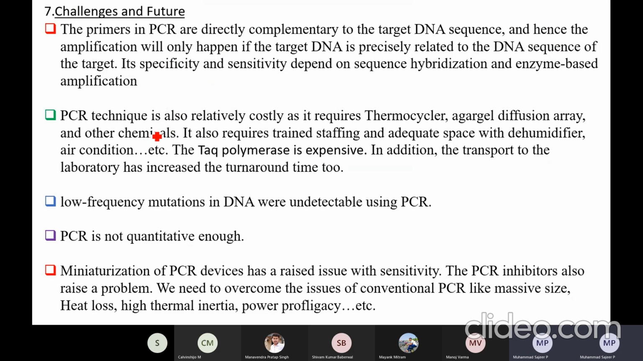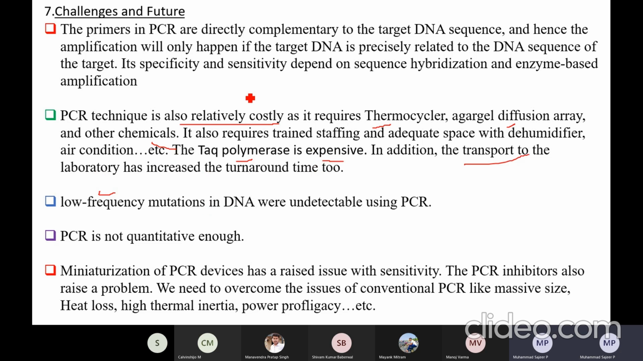So we know the PCR technique is relatively costly. As mentioned, we need a thermocycler, agarose gel electrophoresis in the olden times, and other chemicals. We also need trained staff and adequate space with a lab setup. The chemicals are also really expensive. And then there is transport. When there's a pandemic like this, we need to get the result as early as possible. When it gets late, it becomes more dangerous. The transfer to the laboratory has increased the turnaround time, and that's also an issue. And low frequency mutations in DNA are undetectable using PCR, and people say PCR is not quantitative enough.